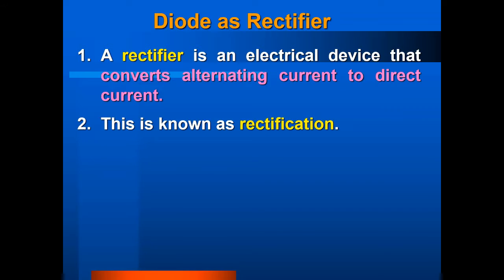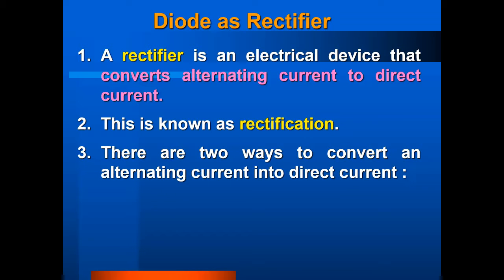So this process we call rectification. Sometimes the question will ask, what is the meaning of rectification? So for rectification, you must write: it is a process where you convert the alternating current to direct current. The device is the rectifier, and the process is rectification.